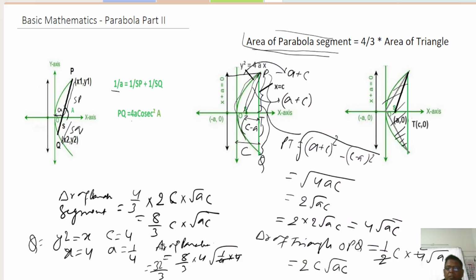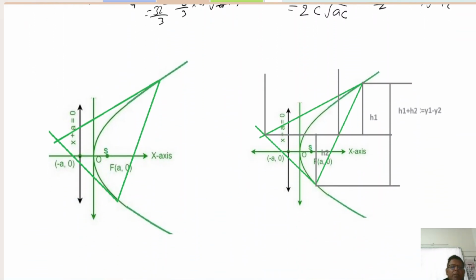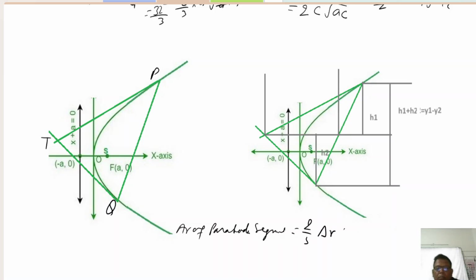Okay. Now come to the second part. Second part, this type of parabola segment. In this, actually the area of the parabola segment will be 2 by 3 of the area of PQT. What is PQT? This is the tangent from this point, this is the tangent from this point, and this is the point of intersection. So first, how will we calculate the area?